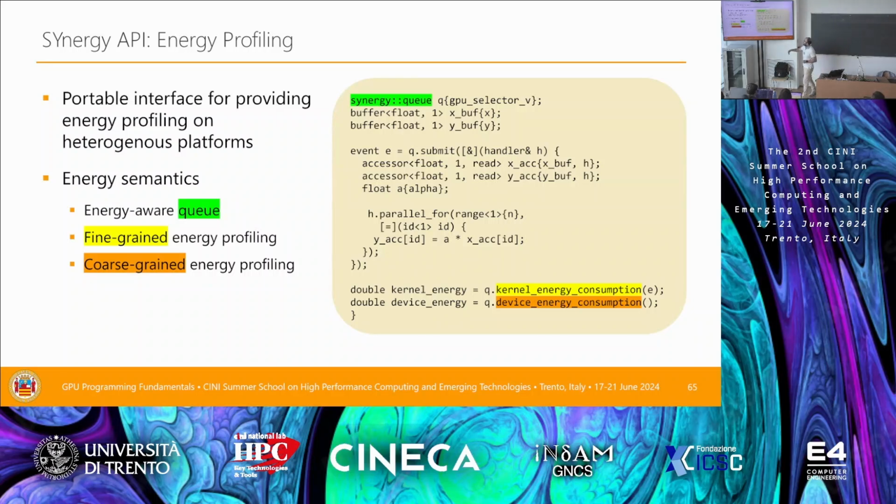This is the idea. And in Synergy, practically, the idea is that we replace the SYCL queue with a Synergy queue, which is an energy instrumented queue. This is the only change we did to the SYCL standard. Only one change, the queue. And when you submit a kernel, you can get from the queue the kernel energy consumption or the device energy consumption. We can do this both for each parallel_for or for the whole device. This is a very easy way we extend the API to support energy.